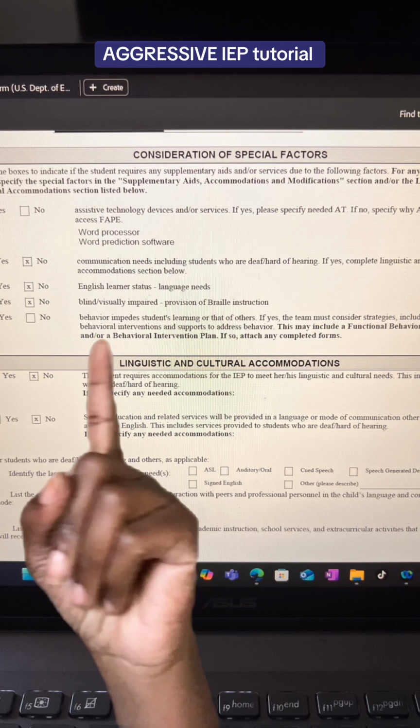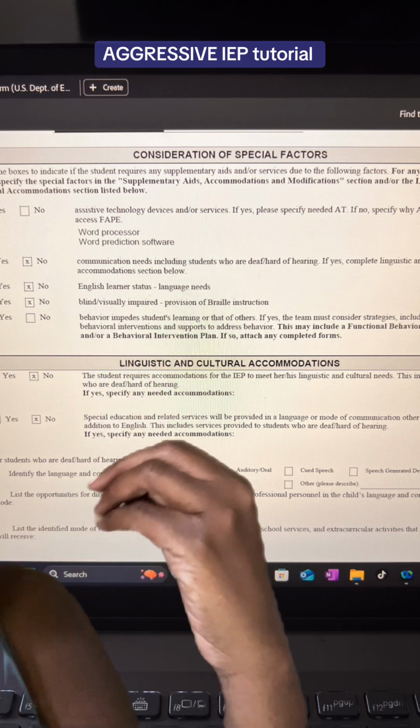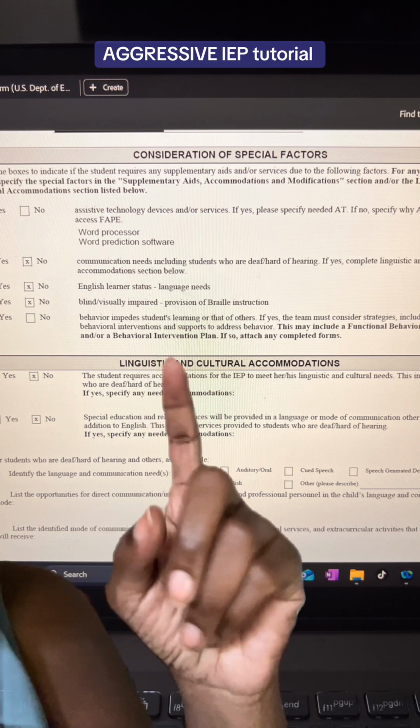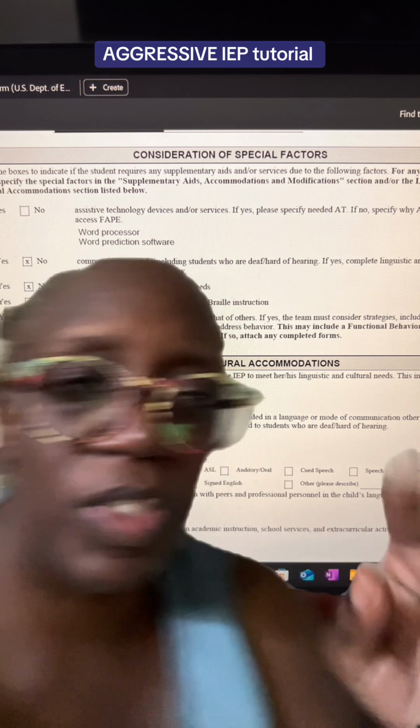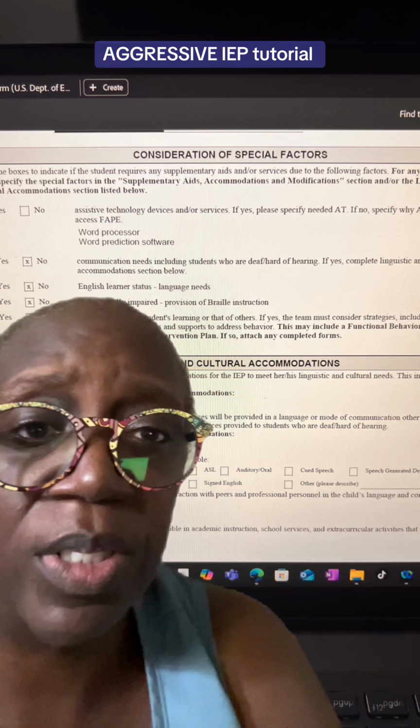This one's quick. Consideration of special factors. So is your child an English learner? Those type of things. All IEPs must include this section. And if your child is affected by this section, you want to make sure that this part is filled out.